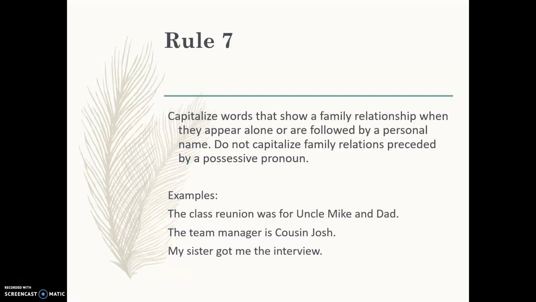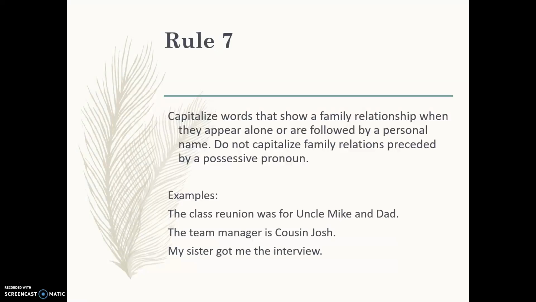Rule 7. Capitalize words that show a family relationship when they appear alone or are followed by a personal name. Do not capitalize family relations preceded by a possessive pronoun. Examples. The class reunion was for Uncle Mike and Dad. The team manager is Cousin Josh. My sister got me the interview.